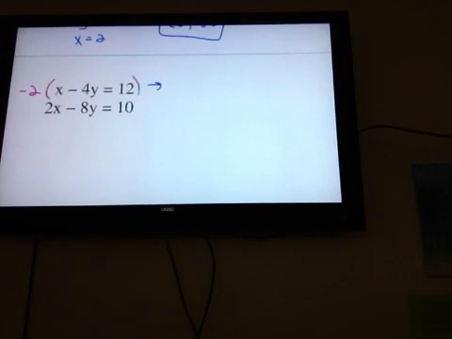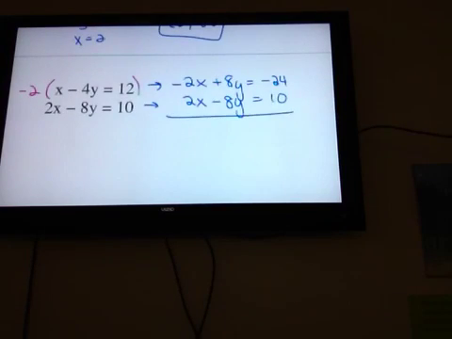So she gets, or I get, hopefully we all get, negative 2x plus 8y equals negative 24. And the bottom one I'm not changing. And the x's are eliminated just as she planned, but the y's are also eliminated, leaving me nothing on that side of the equation. And on the right side of the equation, I get negative 14.